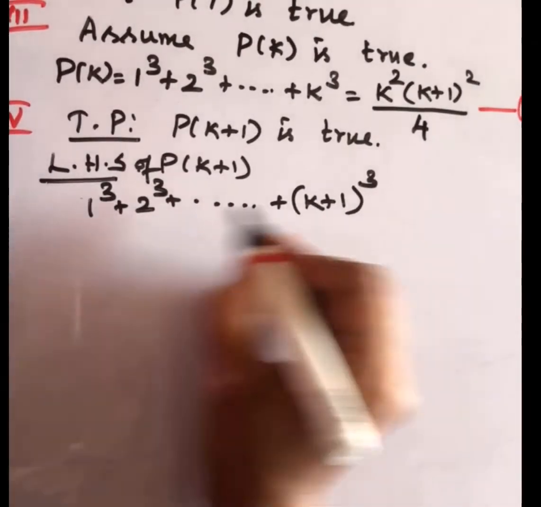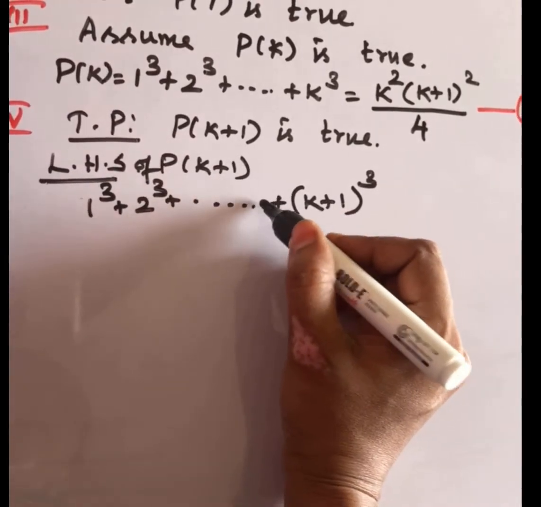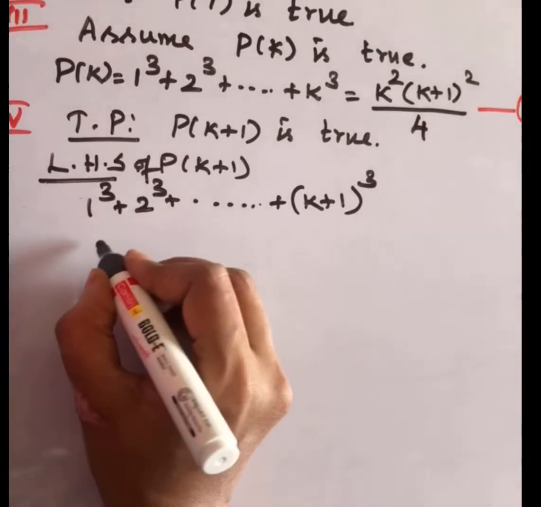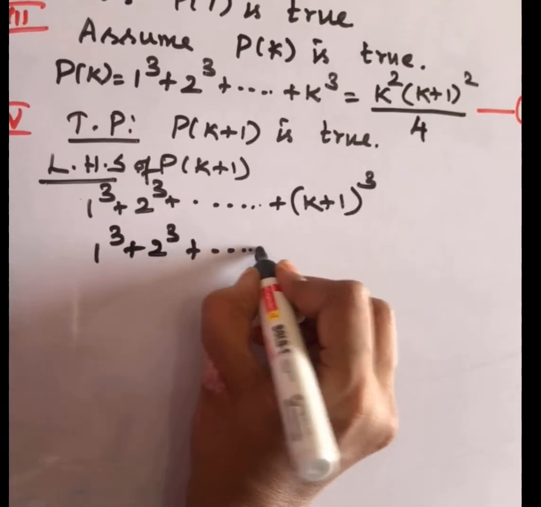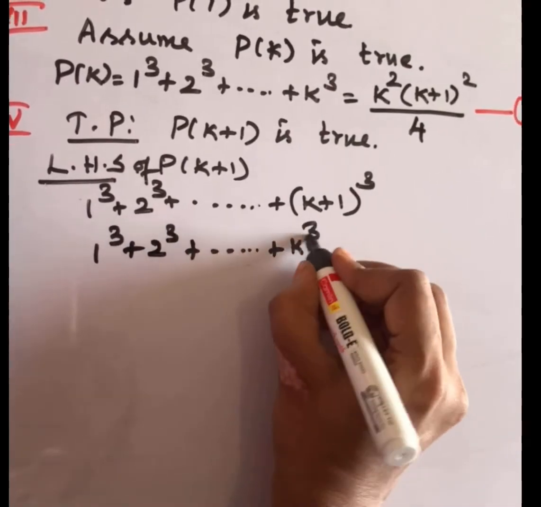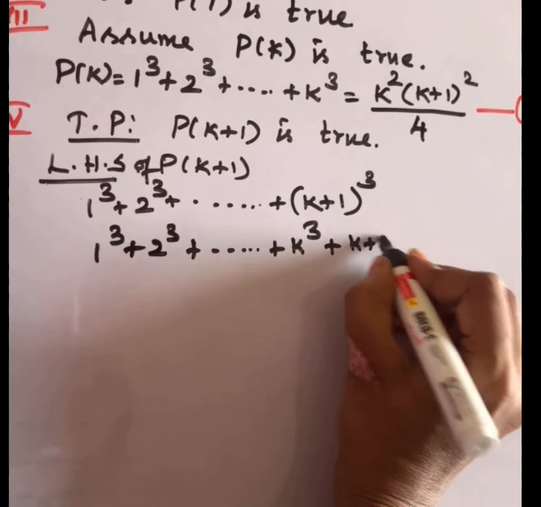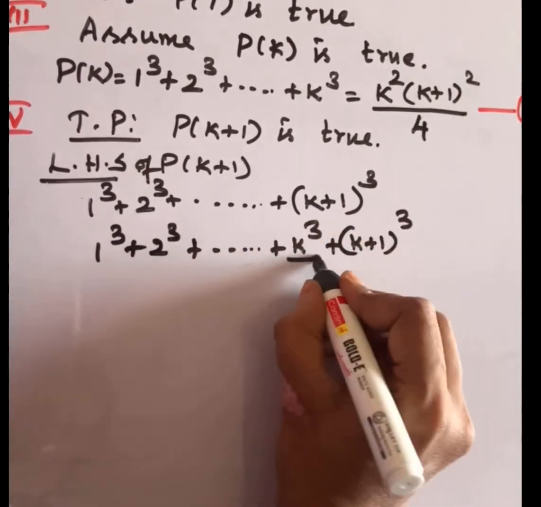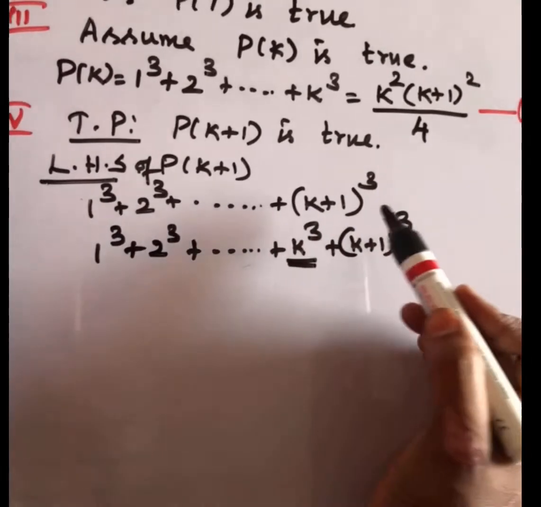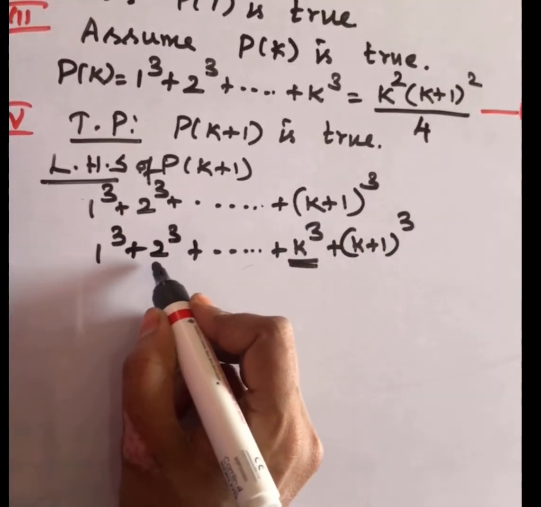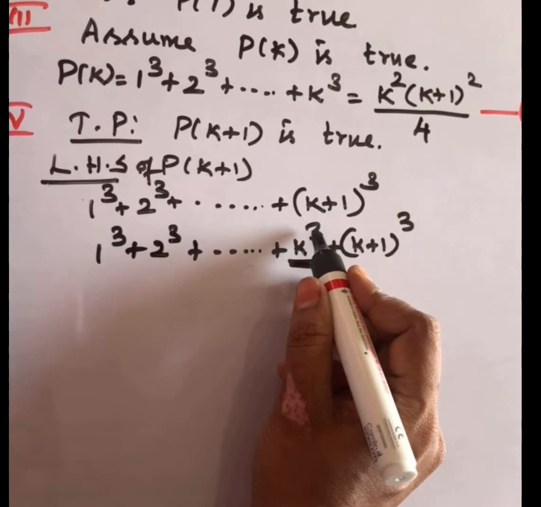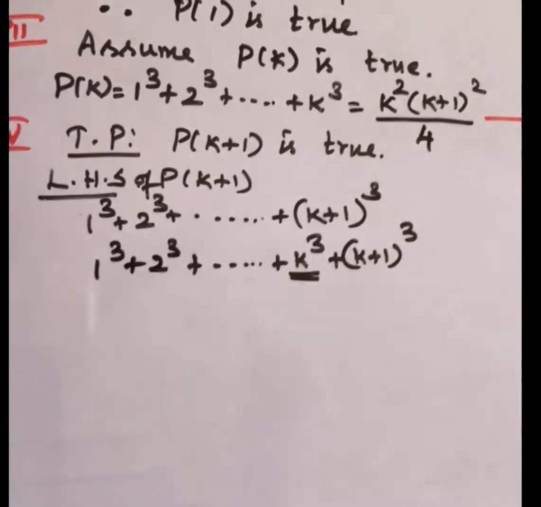So what will be the previous element in this equation? That is 1 cube plus 2 cube plus etc. up to k cube and plus k plus 1 the whole cube. I have written the previous element. Okay, before k plus 1, k will be there. So 1 cube plus 2 cube plus etc. up to k cube plus k plus 1 the whole cube.